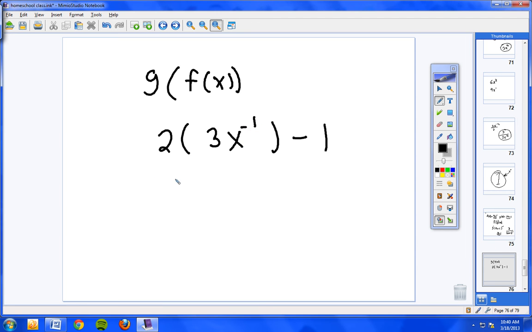Now, that is a really good start, but we're not finished, okay? Now, are you ready? Let's do some simplifying. First of all, I have a 2 on the outside of this parentheses right here. So now I would have this, 6x to the negative 1, minus 1.